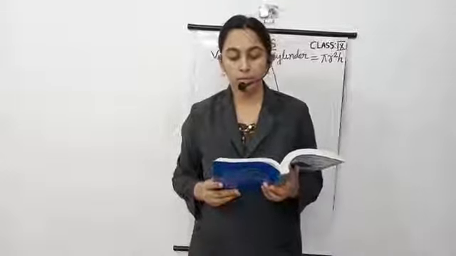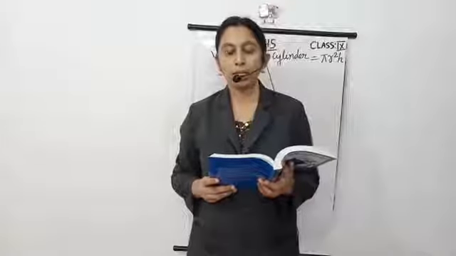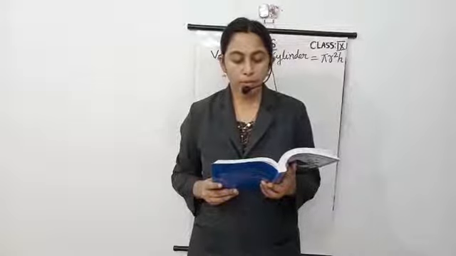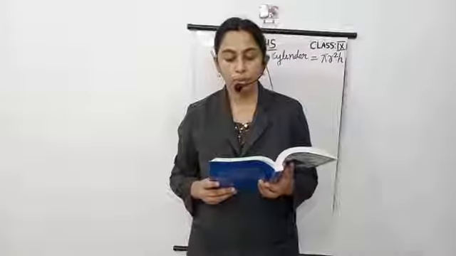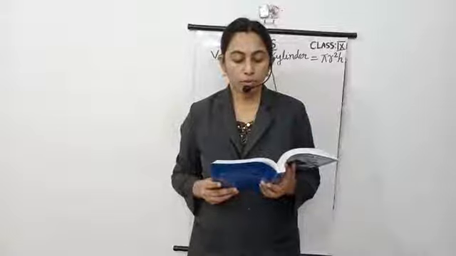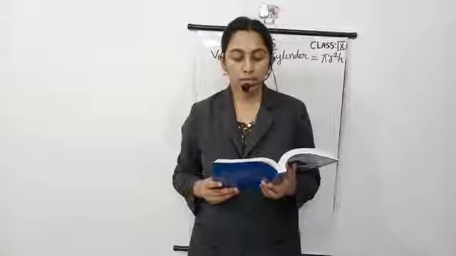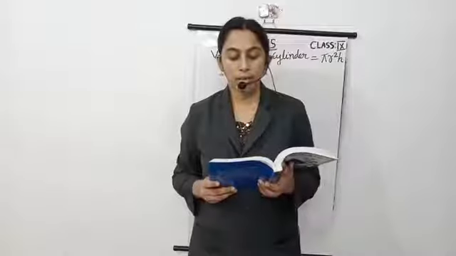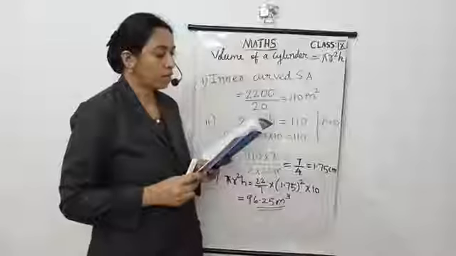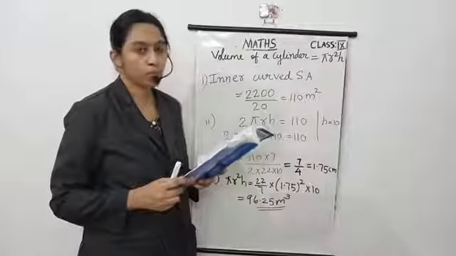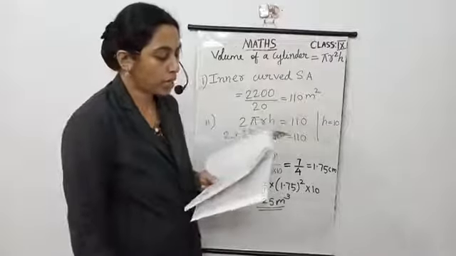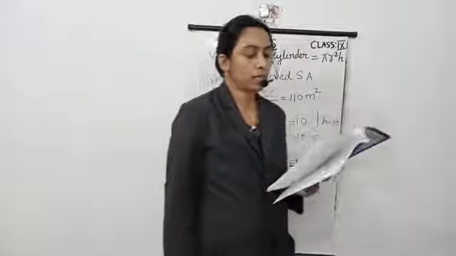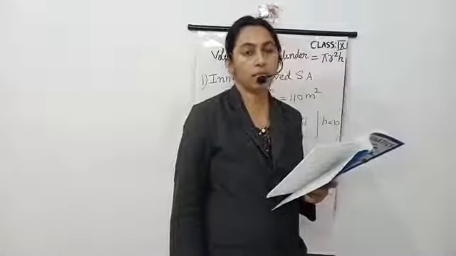Now question 5. It cost us rupees 2200 to paint the inner curved surface of a cylinder vessel 10 meter deep. If the cost of painting is at the rate of rupees 20 per meter square, find 1, inner curved surface area of the vessel, 2, radius of the base, 3, capacity of the vessel. Now the question is given.